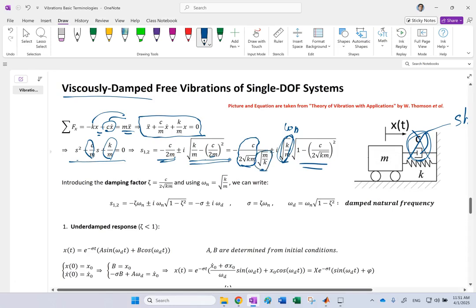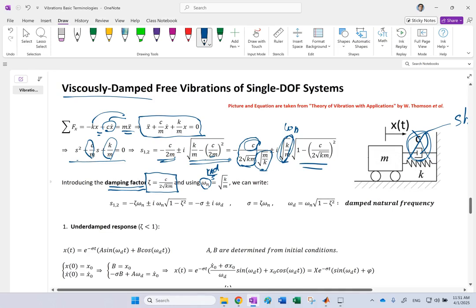So this new term, c over 2 square root km, which accounts for the damping coefficient c, we give it a new name: we call it the damping factor, zeta. We learned that this omega n has the unit radians per second. But what about this zeta here? This zeta, or this damping factor, what kind of unit does it have?